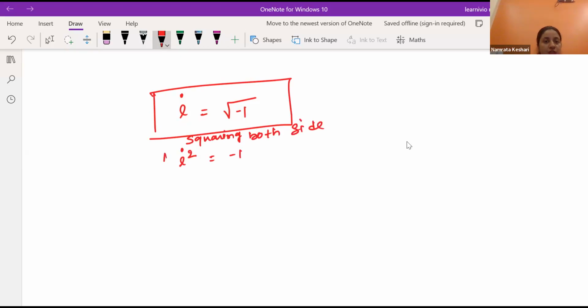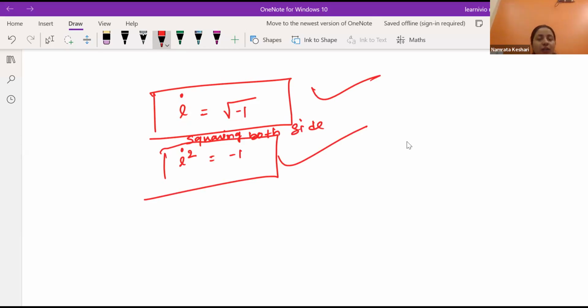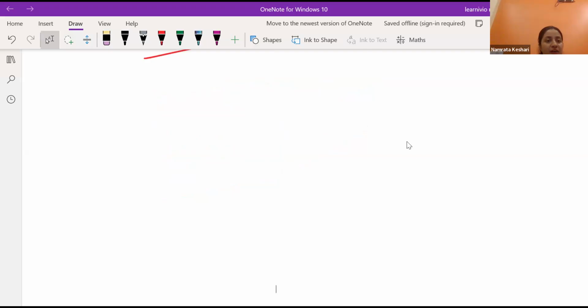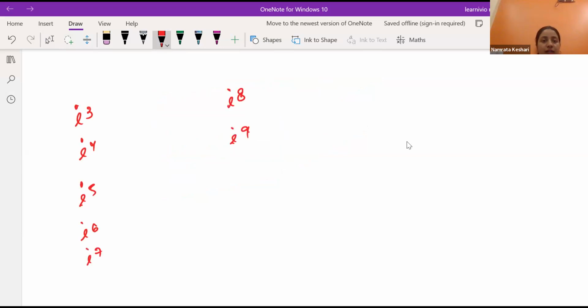You will learn this one as well, both the values. More than the first one, you will be using the second one: i square is minus 1. Whenever I ask you the value of i square, you will tell me minus 1. So just keep it in mind. Let's continue with the powers. We have to find i cube, i to the power 4, i to the power 5, 6, 7, 8, 9, 10, 11, 12, and just like that, i to the power 30.